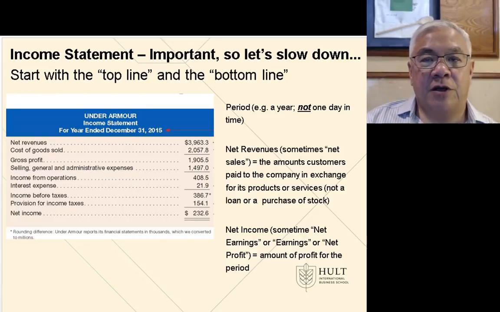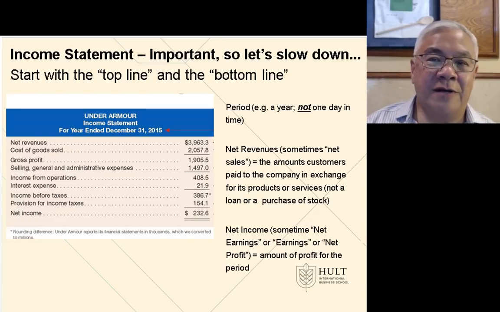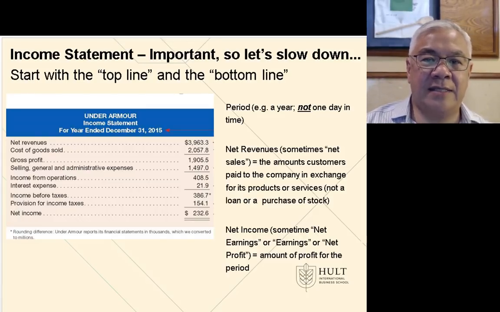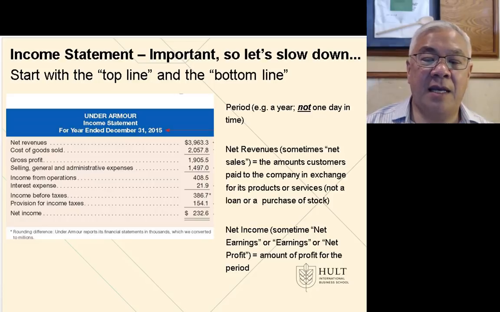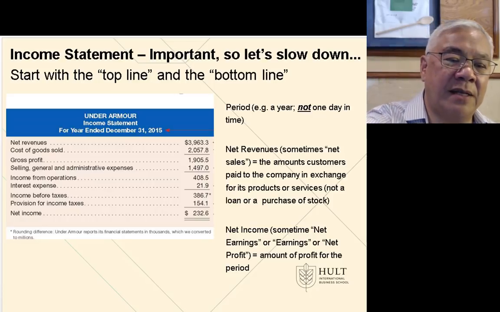The second statement we're going to look at is the income statement. This is important, and most people look at the income statement as their primary or first statement they examine. So let's slow down. There's a top line and there's a bottom line. You've probably heard these terms before. What is meant by this?